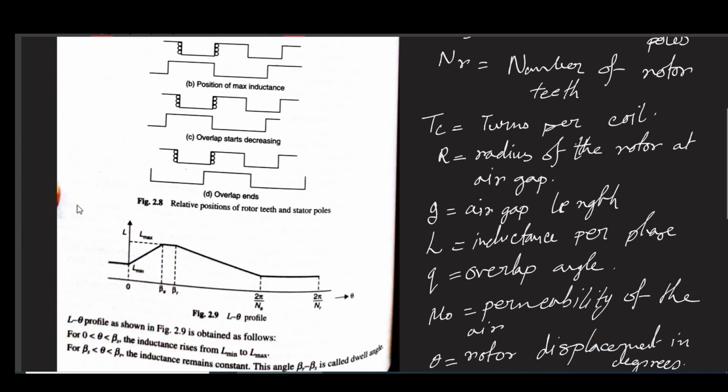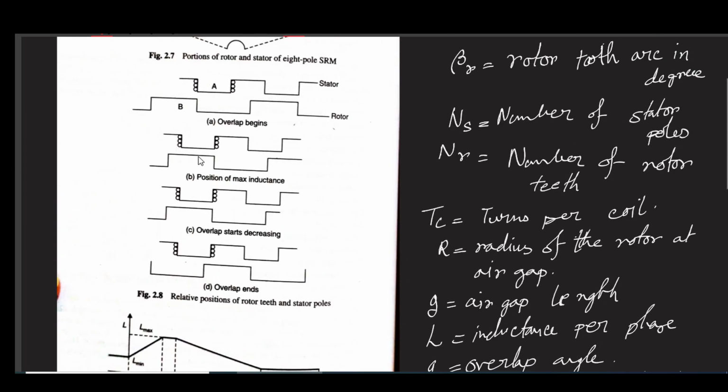then we have the condition where our inductance reaches its maximum value when there is a perfect overlapping, right? So perfect overlapping is where the inductance value is maximum. A and B are perfectly aligned with each other, like this case, the position of maximum inductance. And then what is happening, here the overlap starts decreasing, and here the overlap ends. Ends means almost there is no overlap.